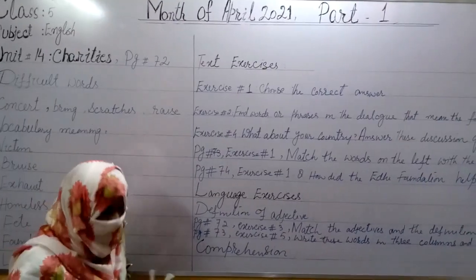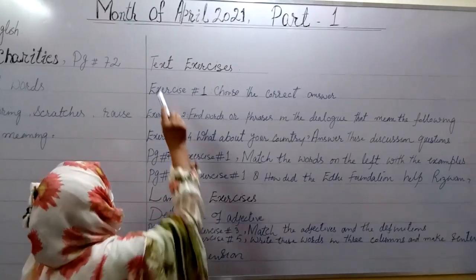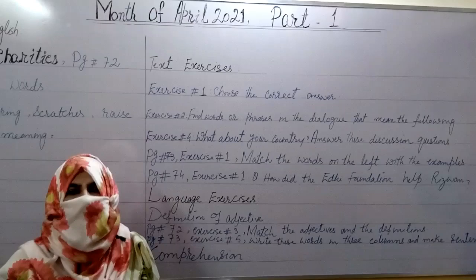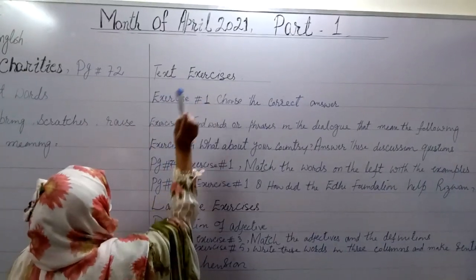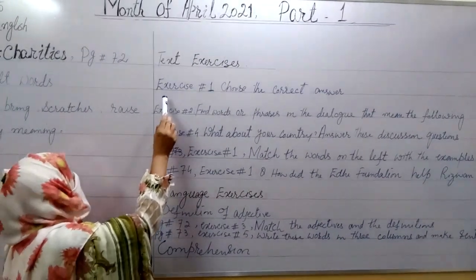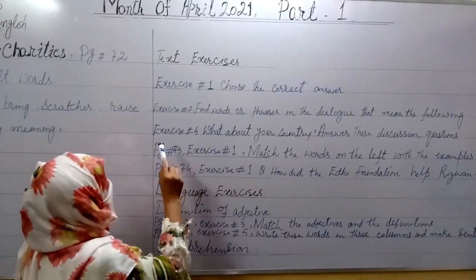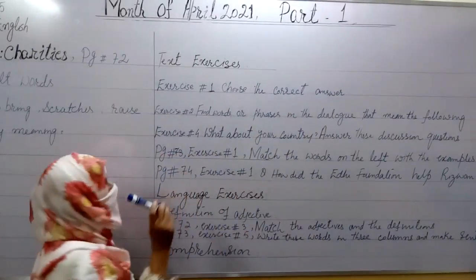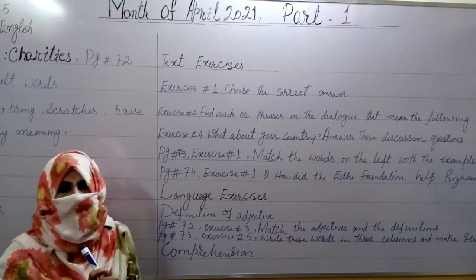Now, there are two exercises. One exercise is related to the text and another exercise is related to language. So, first we will start the text exercise. Text exercise from page number 272, exercise number 1. The question is, choose the correct answer. There is a question and there are two answers. You have to choose the correct answer.